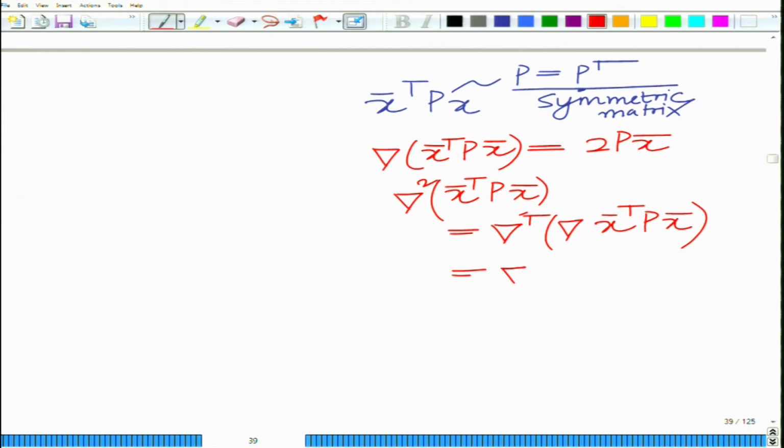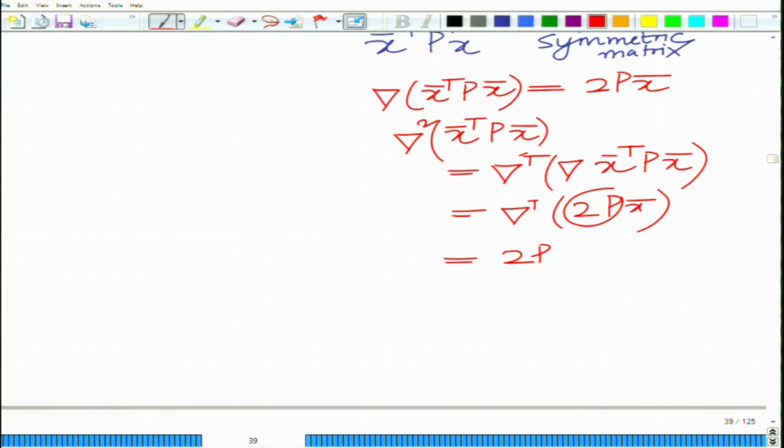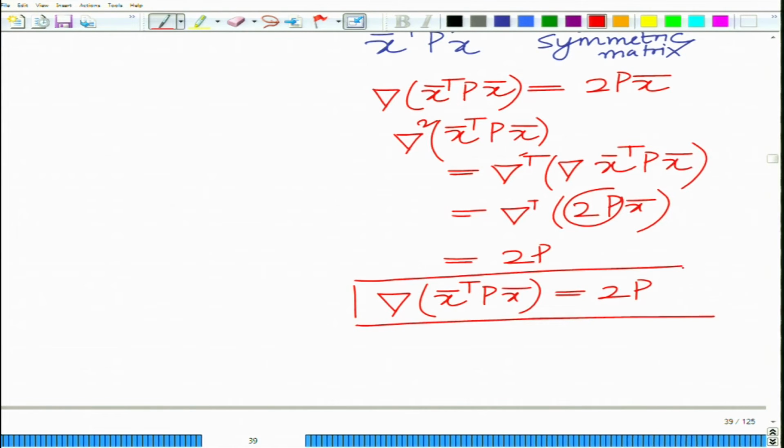which you can write as the gradient transpose of, now we have seen already the gradient of x bar transpose p x bar, that is twice p x bar. Now this is of the form twice c bar transpose x bar. So you can check that this Hessian will be twice p. So the Hessian of x bar transpose p x bar will be twice the matrix P. This is your quadratic term. Okay.